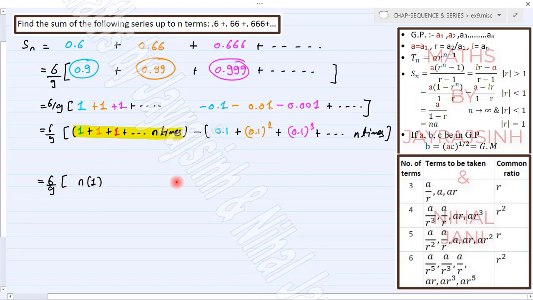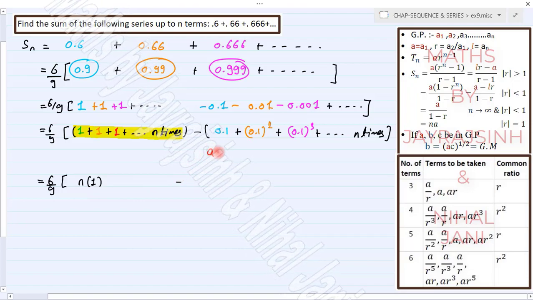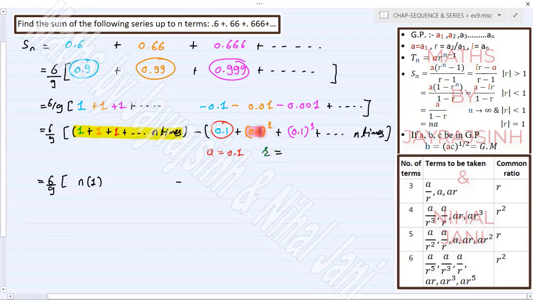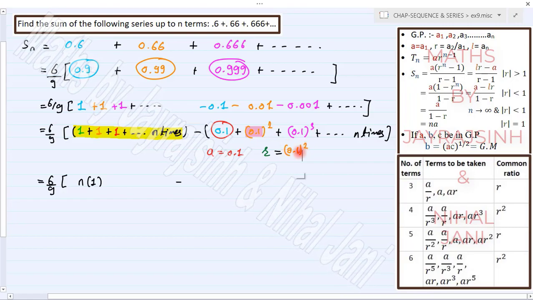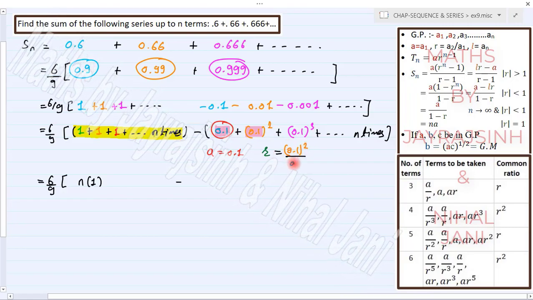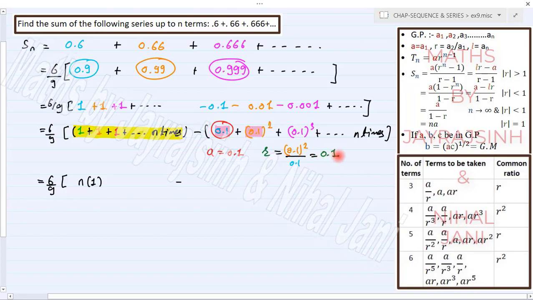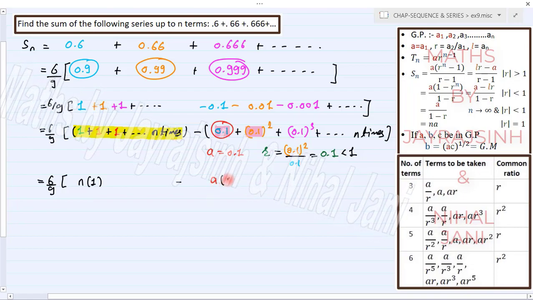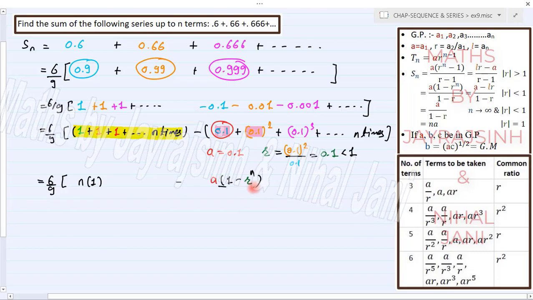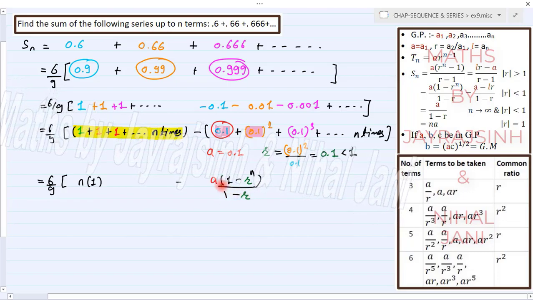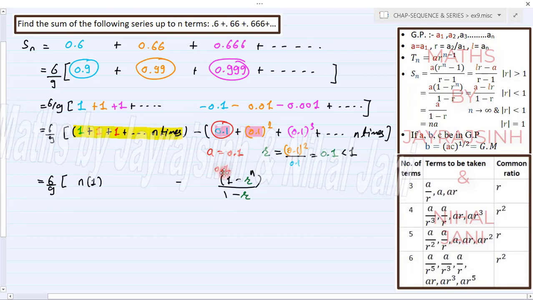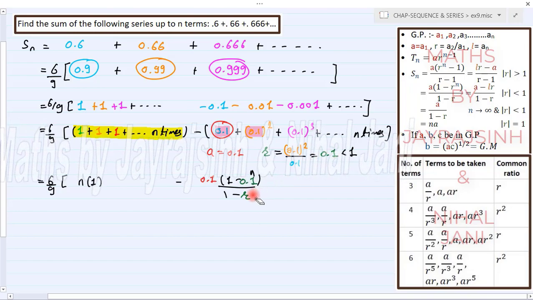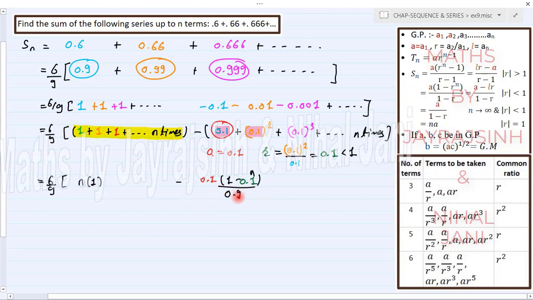So we can say the summation of the first series, which is summation of 1 n times, will be n into 1, and the second series is in GP, where your first term is 0.1 and the common ratio of second term, which is 0.1 square, to the first term, which is 0.1, will be 0.1, which is less than 1. So summation of n terms will be a into 1 minus r raised to n upon 1 minus r, where your a is 0.1 and r is also 0.1. So in denominator we'll get 0.9.